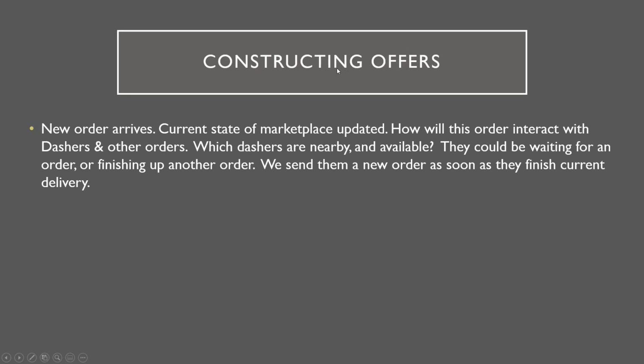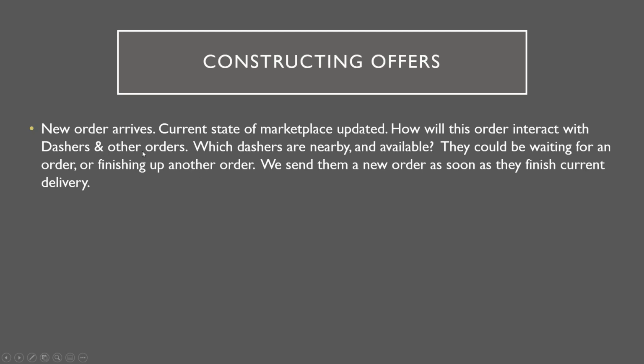So how do they construct offers? That's interesting. A new order arrives. The current state of the marketplace updated. How will this order interact with dashers and other orders? Which dashers are nearby and available? They could be waiting for an order or finishing up another order. So they send them a new order as soon as they finish the current delivery. So they have the dasher in mind once it comes out of that optimization queue.